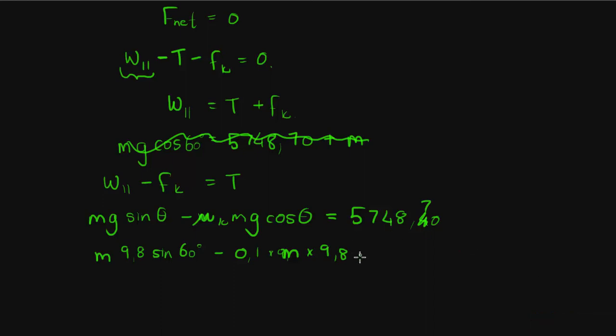9,8 times cos of 60 degrees is equal to 5748,70. So now we just take out mass as a common factor. So mass can be taken out, and we're left with this minus that is equal to 5748,70. So let's calculate that.